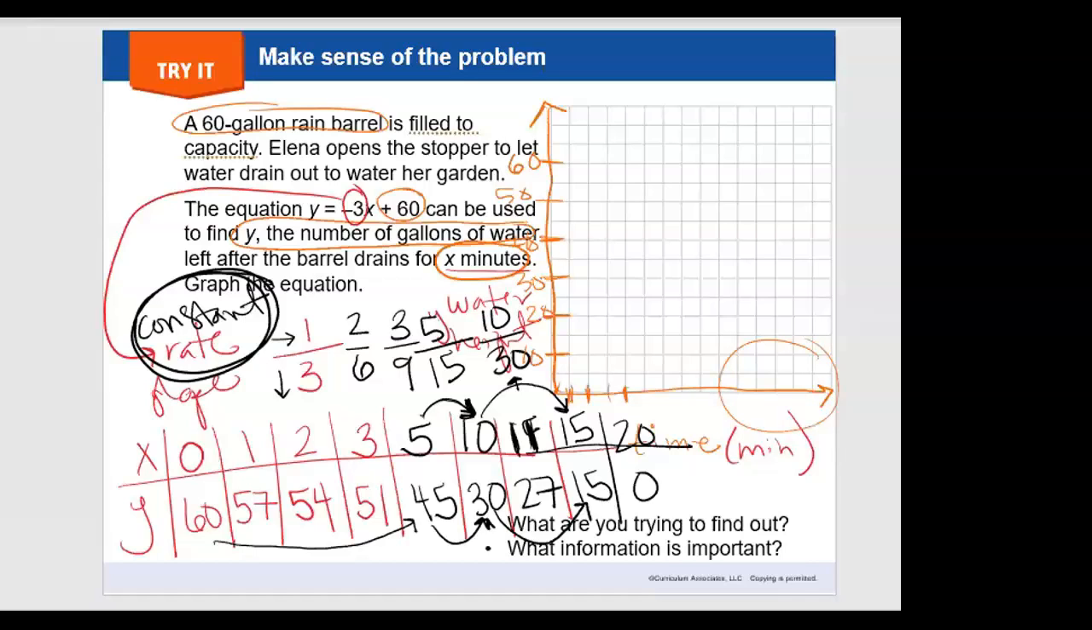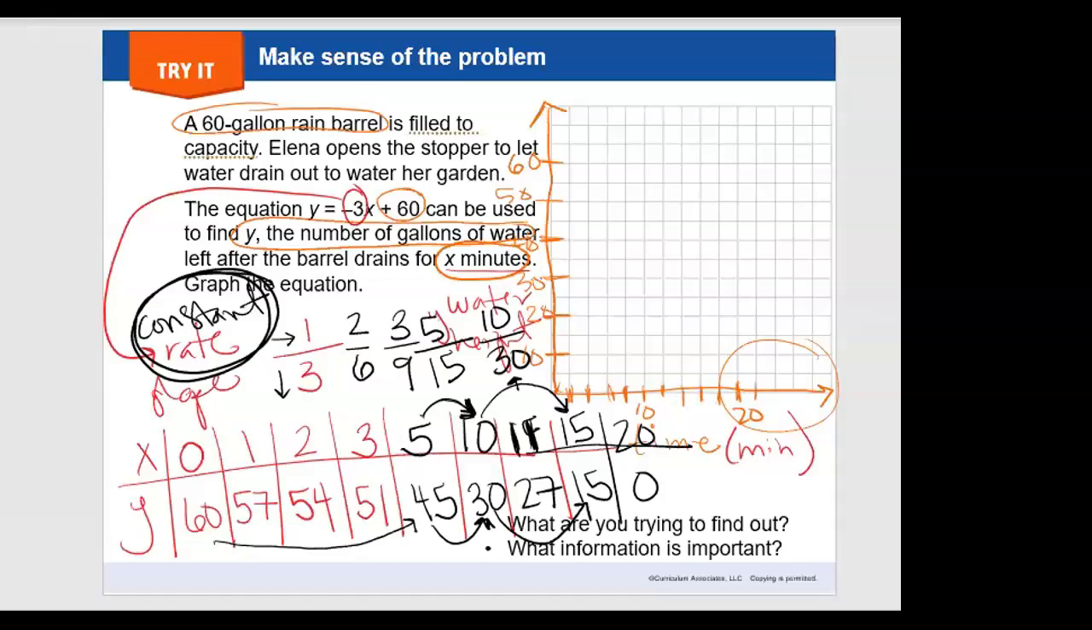So your job when you're picking axes, scales, is to pick friendly numbers. 2, 4, 6, 8, 10, 12, 14, 16, 18, 20. There we go. That's how your brain did it. That's perfect.